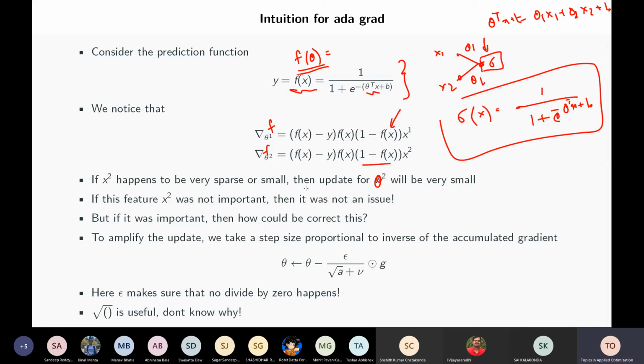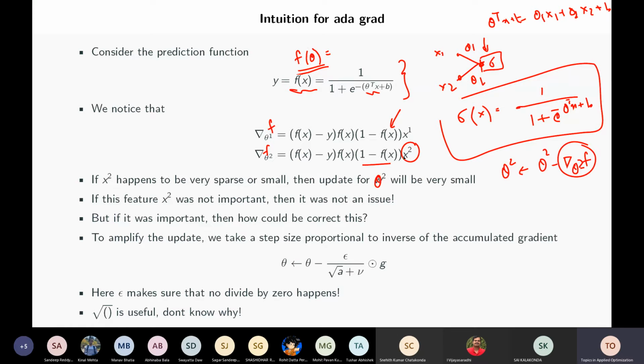So what this is saying is, if x2 is small, obviously the gradient will be small, and if the gradient will be small, then for theta 2 the update will be old theta 2 minus grad theta 2 of f. So this is how the update will happen.